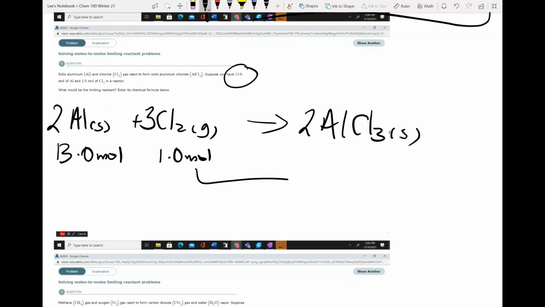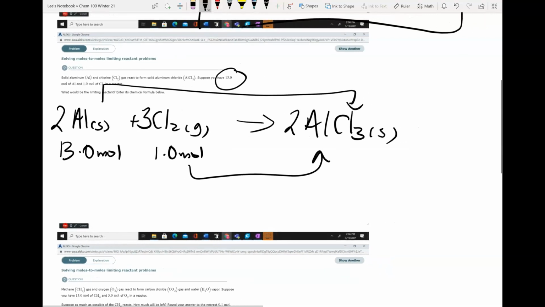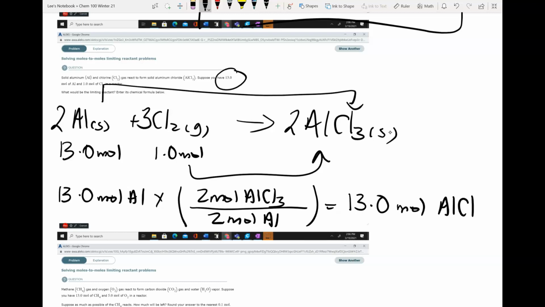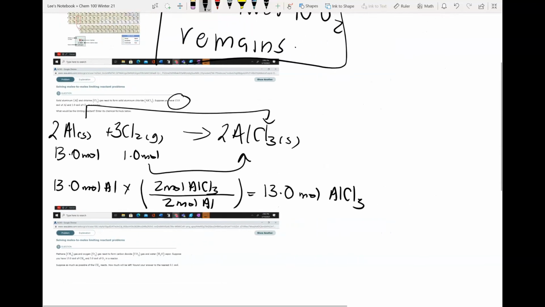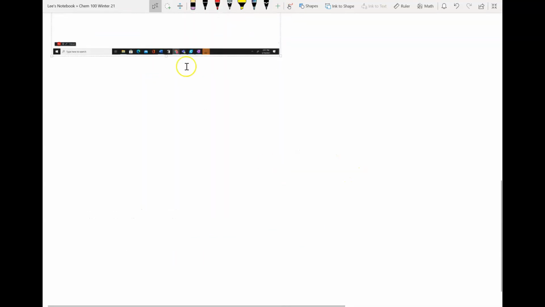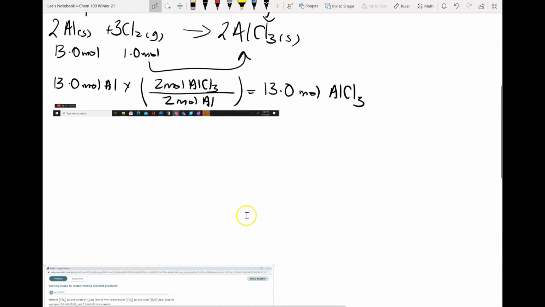We've only got one product, so I'm going to turn all of that into AlCl3, and I'm going to turn all of that into AlCl3. So let's just do it. So we've got 13 mole of aluminum multiplied by my mole ratio, 2 mole of AlCl3 for every 2 mole of aluminum. So you guessed it, if all of my aluminum reacted, I could make 13 mole of AlCl3 if it could all react. Now it might not be possible for it to all react if it's not the limiting reactant, right? It might be the excess reactant.